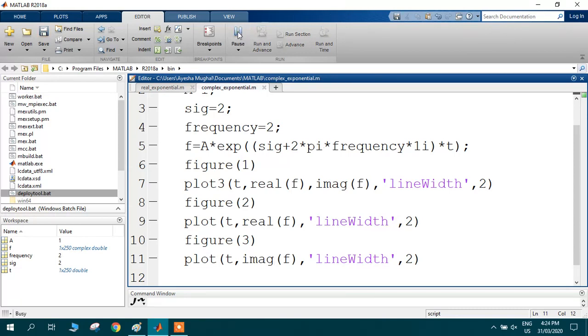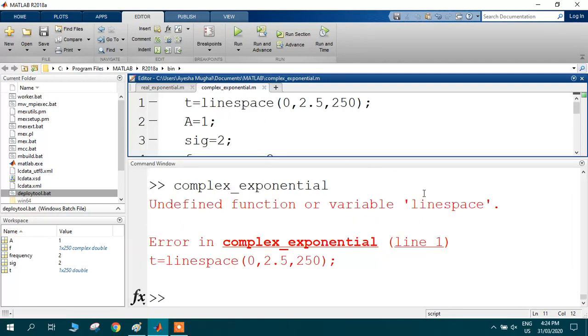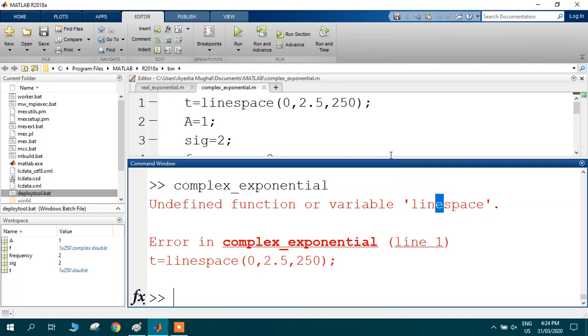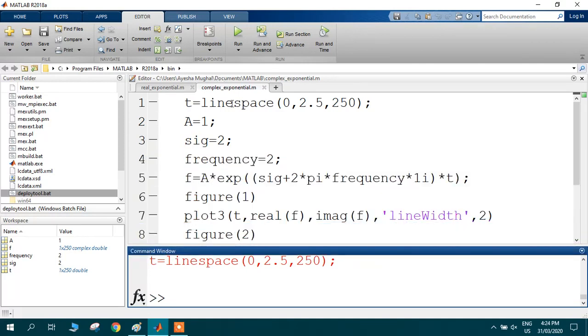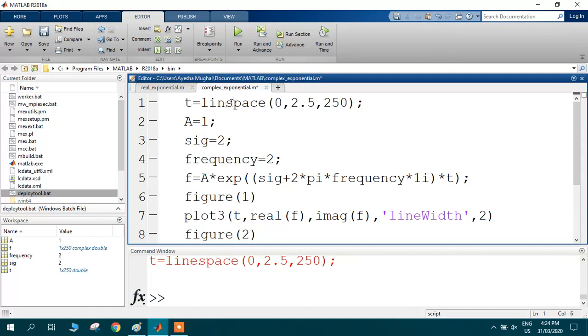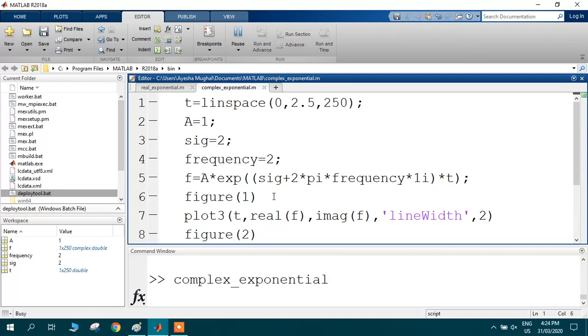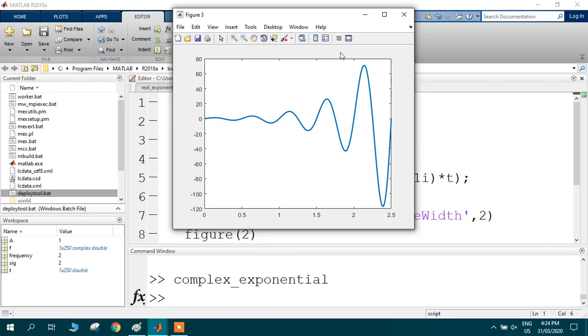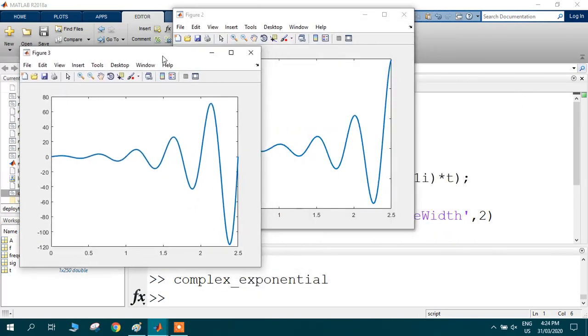Now click on run. So here's an error that I have misspelled the function that I have used. It is linspace. Now run. Okay, your 3 windows are going to open.